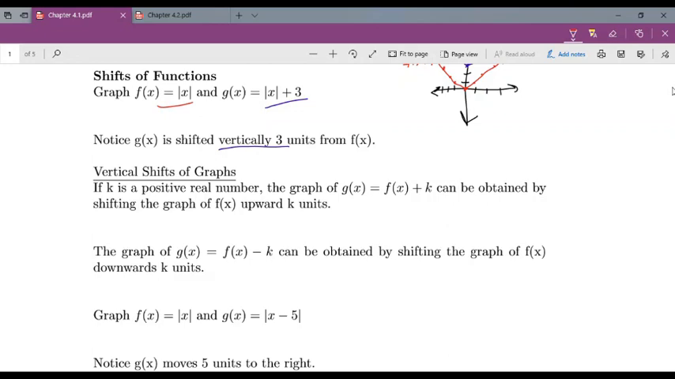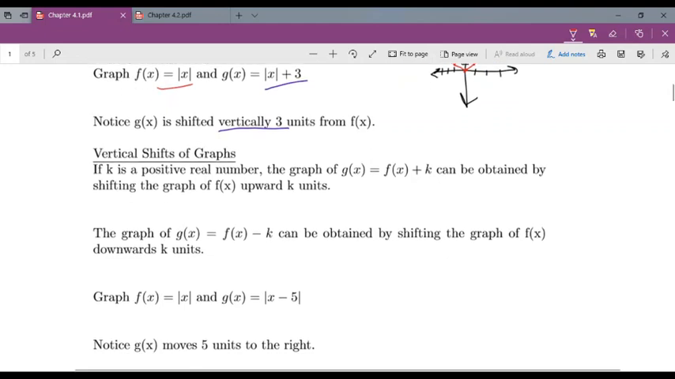So if you take your f of x function, like here, which is the absolute value of x, and you add something to the end of it, you're going to shift it up. If you subtract something from it, it says the graph of g of x equals f of x minus k can be obtained by shifting the graph of f of x downwards k units. So whatever's on this outside here, we wind up shifting up or down. Okay, if it's positive, we shift up. If it's negative, we shift down. That's what you should learn from that.